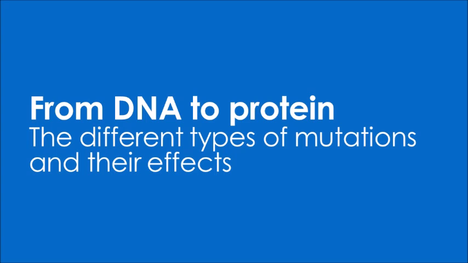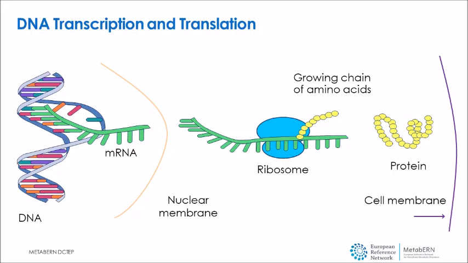Let's go further to explain the different main types of mutations seen in DNA and their effects on protein synthesis. To make a long story short, the process by which DNA is copied to RNA is called transcription, and the process by which RNA is used to produce proteins thanks to a ribosome is called translation.